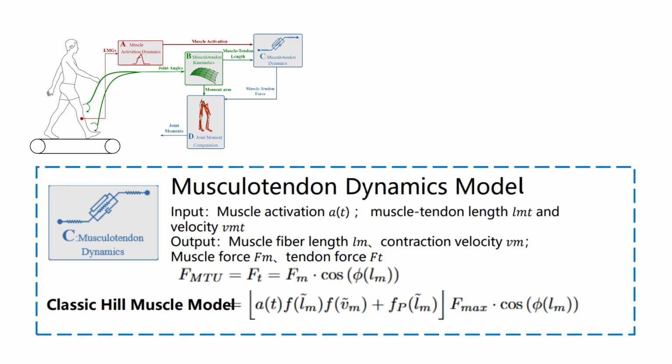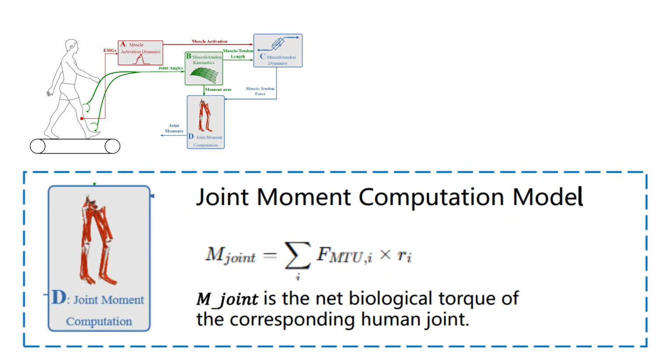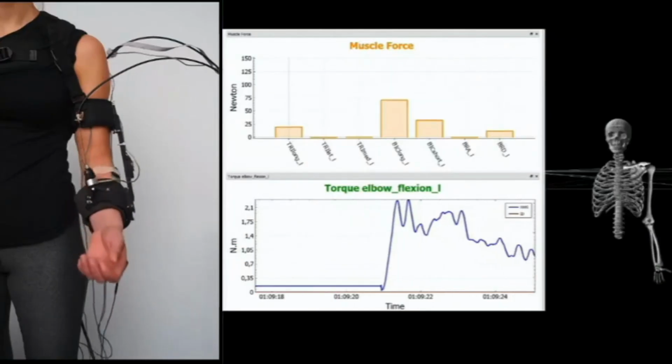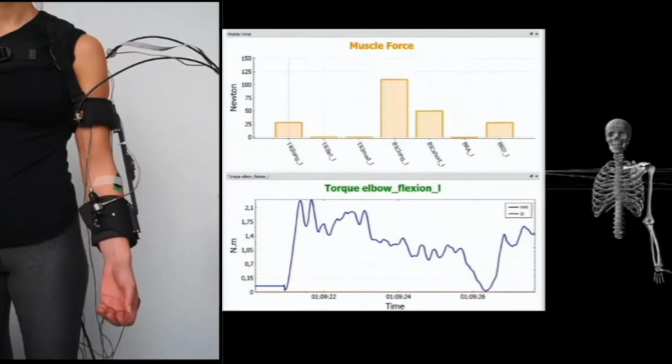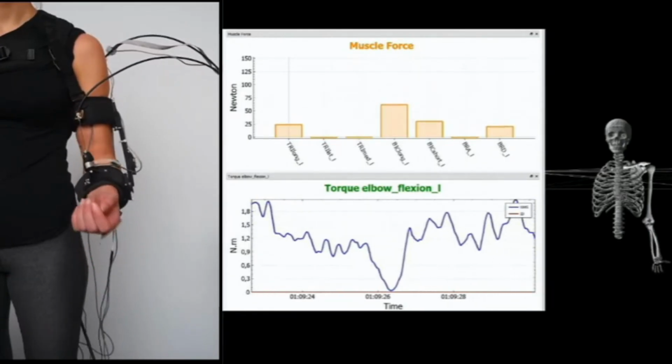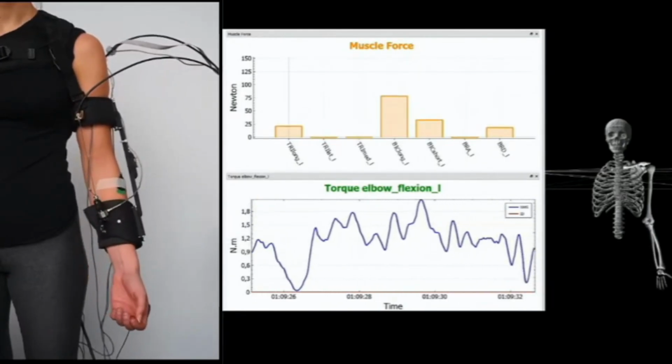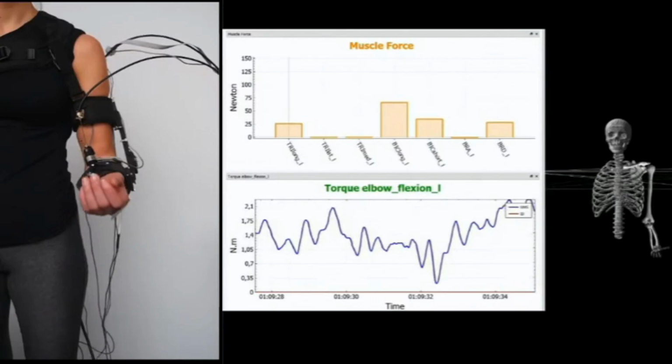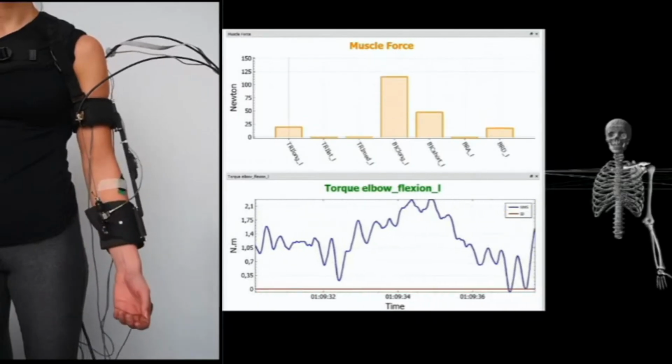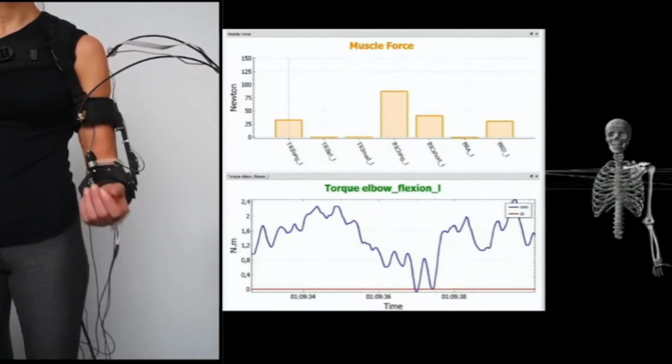Through a hill-type muscle model, these activations are translated into muscle forces. Finally, by combining all muscle forces through a moment-arm matrix, the system computes the real-time joint torques. Though this process sounds complex, in CEINMS-RT it all happens within 13 to 17 milliseconds. In other words, the system can reconstruct the internal biomechanics of the human body 60 to 80 times per second and output the results in real time.